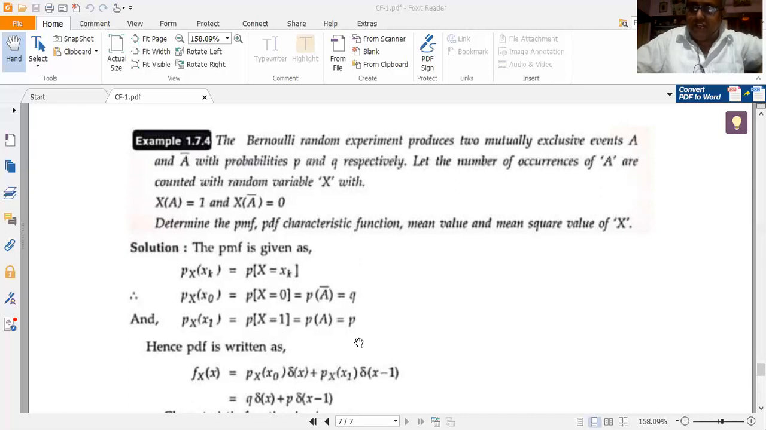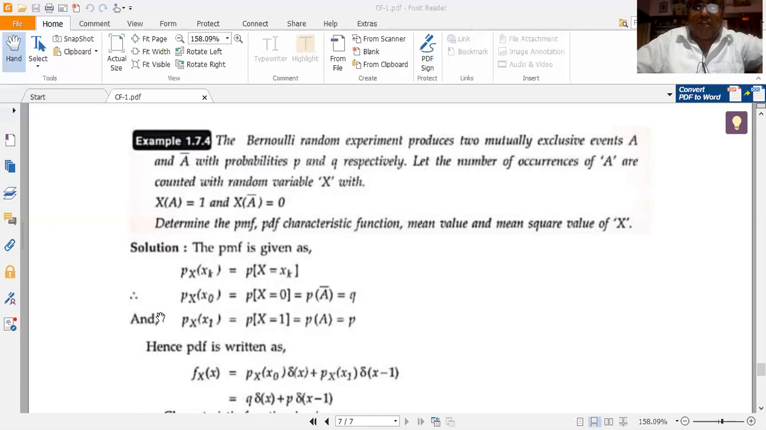Here we should be a little bit careful while writing the data judiciously. Normally confusion arises here. What data has been given should be put in mathematical terms in an appropriate way. So P of A is equal to P, he has already given. Then the number of occurrences of A is counted with random variable X, with X of A equal to 1. So P of A equal to P for X equal to 1, because X is dependent on A. That is the probability of X equal to 1, which is nothing but my PMF Px of x1.